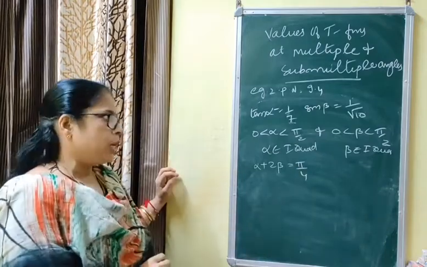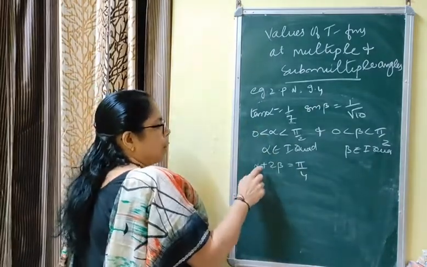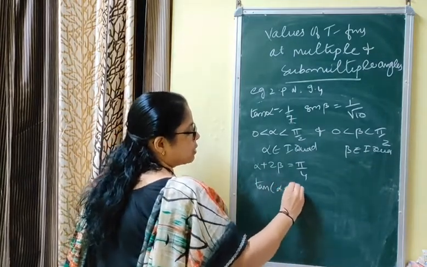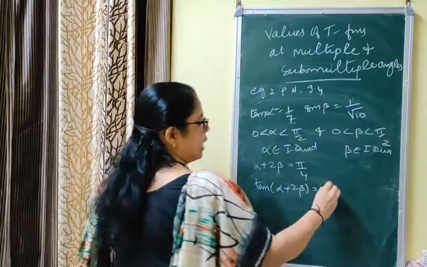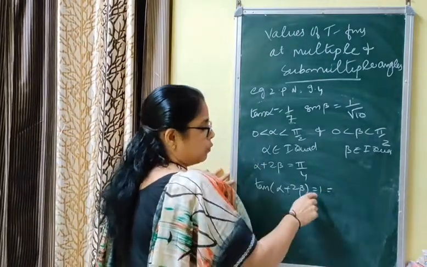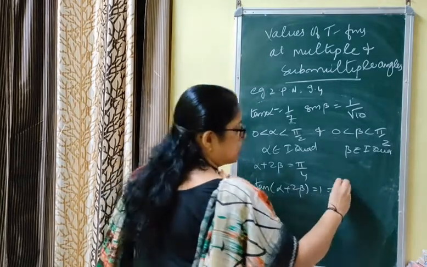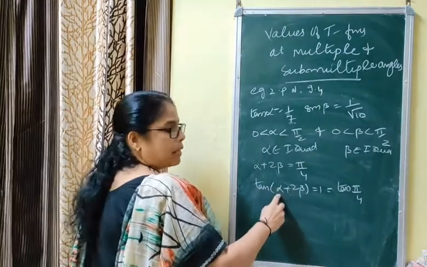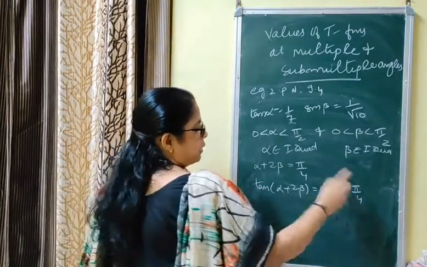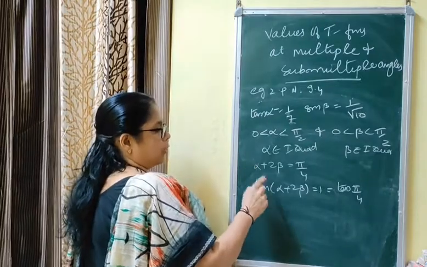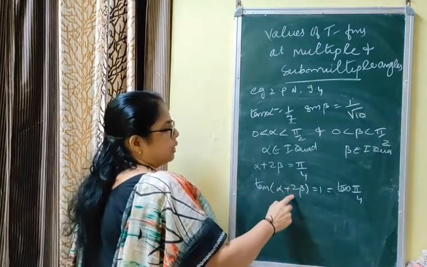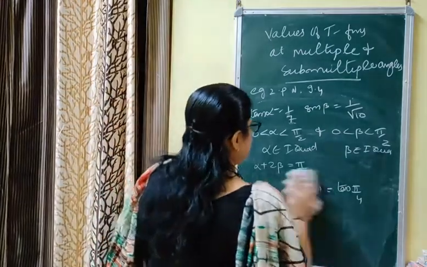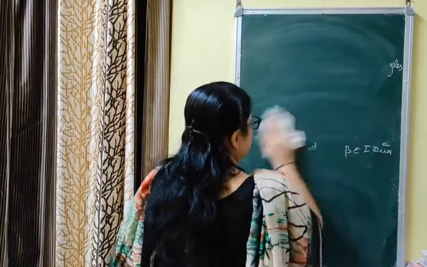Same type of question we have done. How can we prove that alpha plus 2 beta equal to pi by 4? If we can prove that tan of alpha plus 2 beta equal to 1, the tan of which angle will give you the value 1? That is tan pi by 4. Then by comparing the angles you will get alpha plus 2 beta equal to pi by 4. That means you have to find the value of tan alpha plus tan 2 beta upon 1 minus tan alpha tan 2 beta using the formula tan of x plus y.